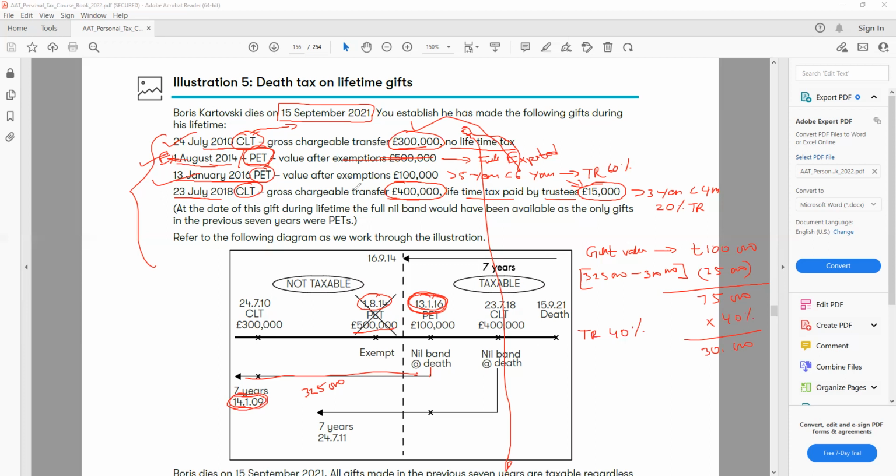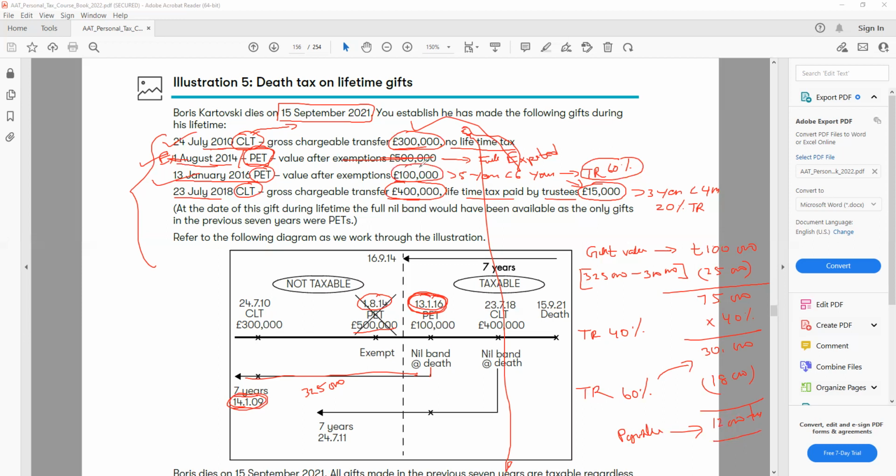But remember, we have some relief, taper relief. 60% we're not going to pay because of the taper relief. So you're going to say less taper relief, times 60%. So 18,000 we're not going to pay. That is 60% of the total tax. And that gives me 12,000 tax payable. Now this one is payable by whoever received the gift. Who gave the gift? That person has already died. So whoever received the gift needs to pay this tax. So this is the first gift that is taxable on death, that is 100,000.